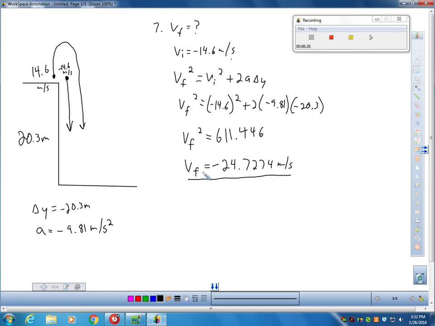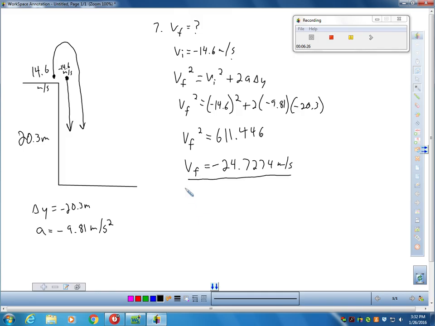When you read the question, in this case, your homework wants you to enter the magnitude of the velocity. So you will just put in the positive value for this, because the magnitude is just the size. So you'll just enter the magnitude, and that will be your answer for number 7. So 24.7274 meters per second. All right, so that's number 7.